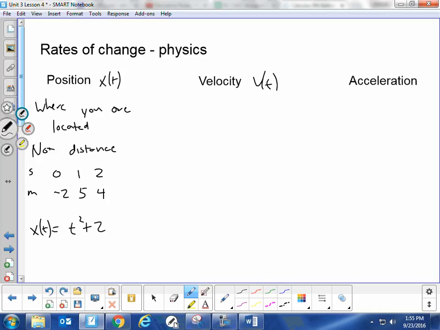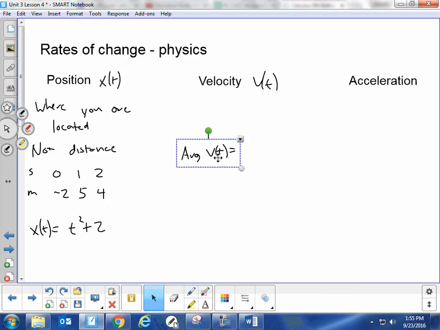Velocity is the change in our position divided by the change in time. Now, this is our average velocity. Before I talk about average velocity, we're used to saying velocity is equal to your distance divided by time. Well, it's actually not distance. Velocity has a sign. It's actually going to be displacement.